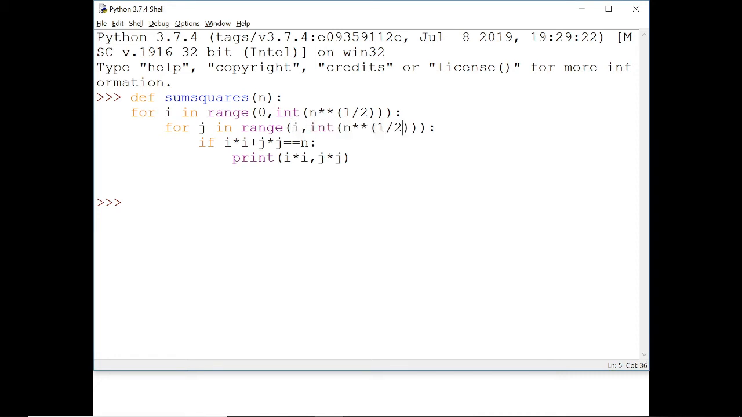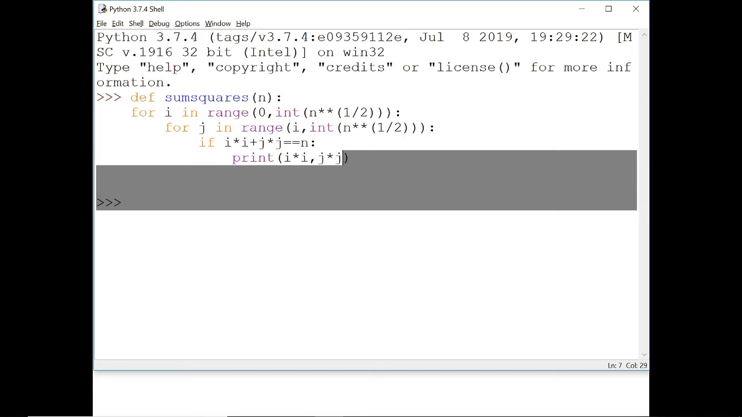Now we only need to go from I because when we're adding together these two squares, if we did j from 0 to the square root of n as well, it would find every value twice. So I is just the smaller of our two squares and j is the larger of the two. Then our program checks if I times I plus j times j is identically equal to n, then it prints out the two squares. So let's try our program out.